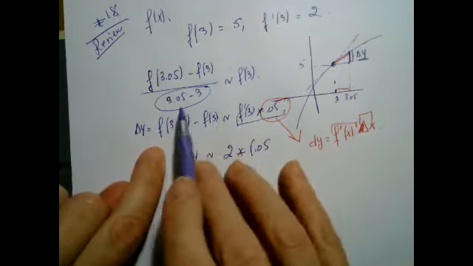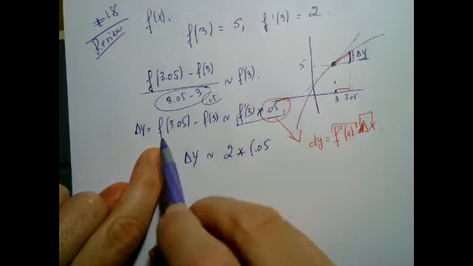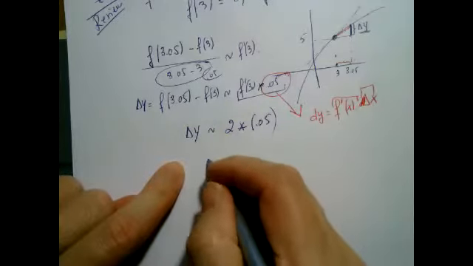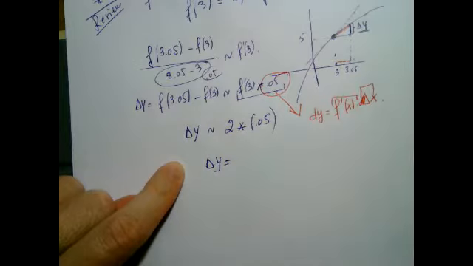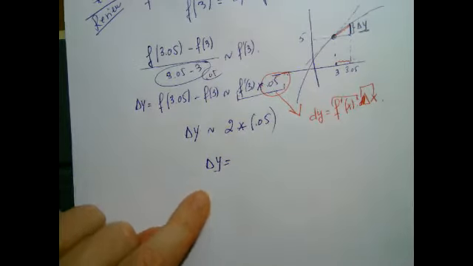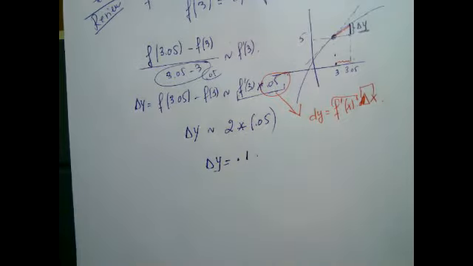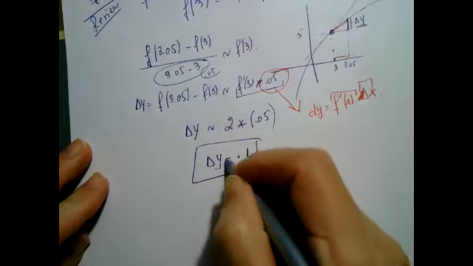So if you multiply across by 0.05, we get that the change in y is almost equal to 0.1. Almost equal to 0.1. Okay, almost.